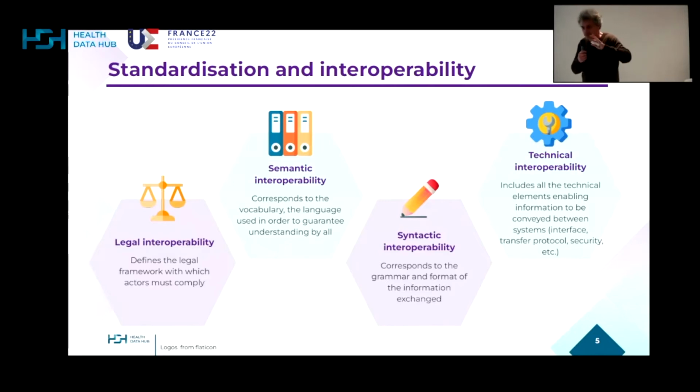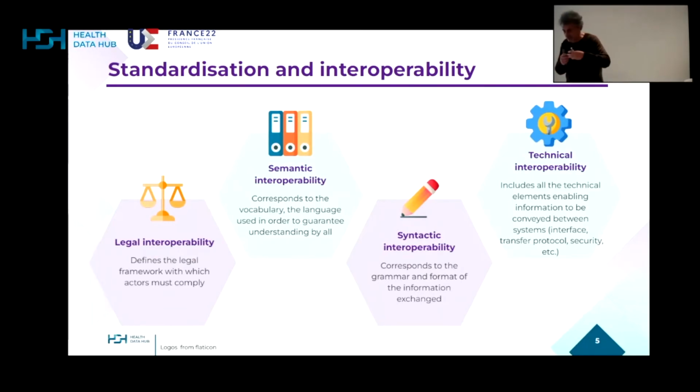I have identified 4 different levels of interoperability. So there is a problem of legal interoperability. So this is about governance. We need homogeneous, uniform governance with the same standards. There's semantic interoperability. That is what I was talking about with the example of coding disease. It's to make sure that the same meaning is associated with the same code.